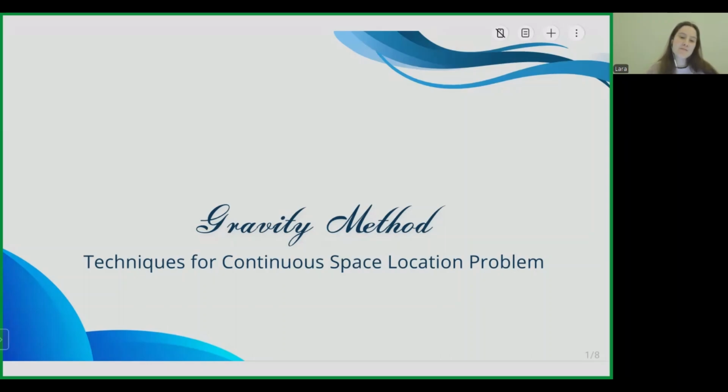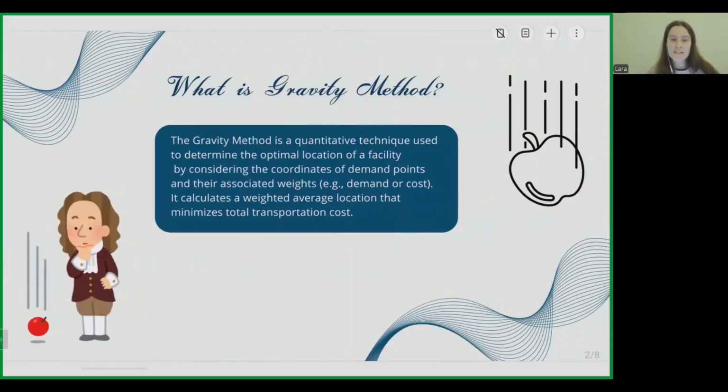I am Lara, and in this video we are going to talk about gravity method. So what is gravity method? The gravity method is a quantitative technique used to determine the optimal location of a facility by considering the coordinates of demand points and their associated weights. It calculates a weighted average location that minimizes total transportation cost.